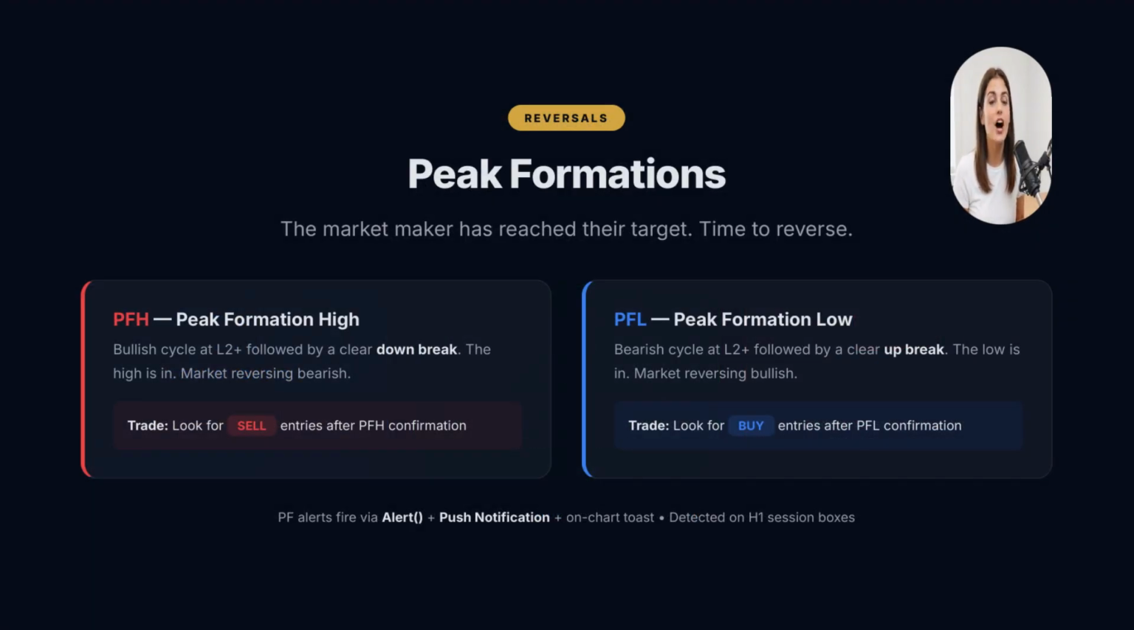Peak formations are the reversal signals. A PFH, peak formation high, happens when a bullish cycle at level 2 or above gets a clear down break. It means the market maker has reached their high target and is reversing. PFL is the opposite. The indicator detects these automatically and sends alerts. These are confirmed on H1 session data.